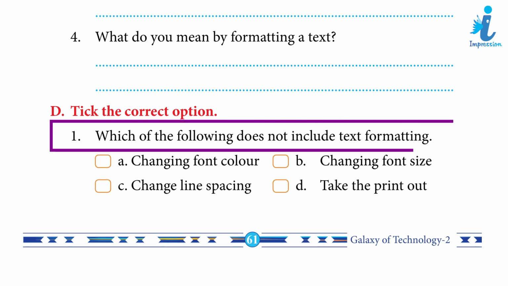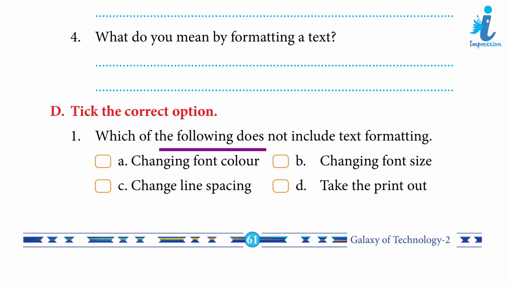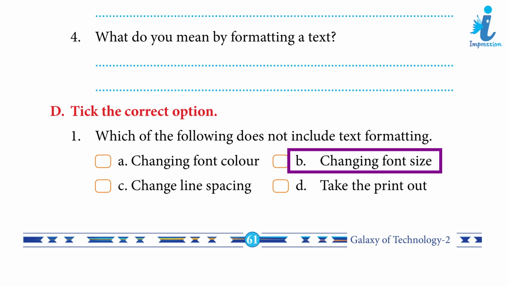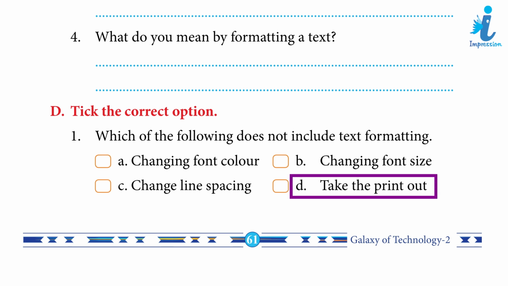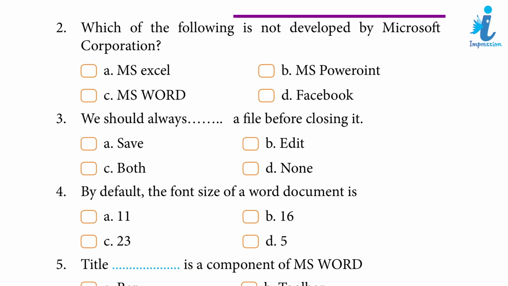D. Tick the correct option. 1. Which of the following does not include text formatting? A. Changing font color. B. Changing font size. C. Change line spacing. D. Take the printout. Answer. D. Take the printout.